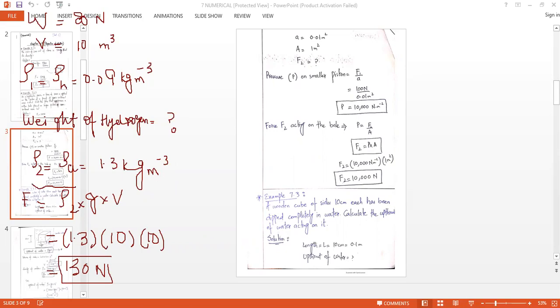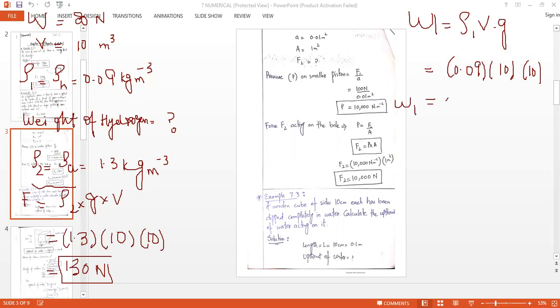Now the weight of hydrogen. The weight of hydrogen is W1 equals rho 1 V into G. So how to find rho 1? Rho 1 is 0.09. V is 10. G is 10. So W1, weight 1, equals 9 Newton.